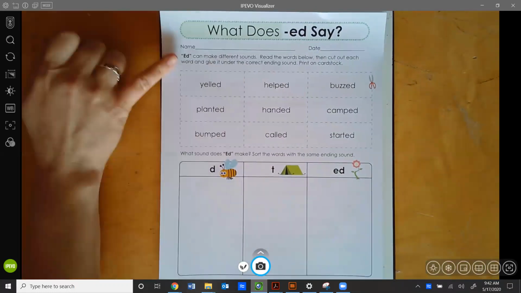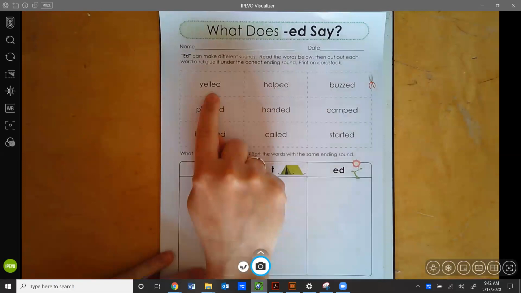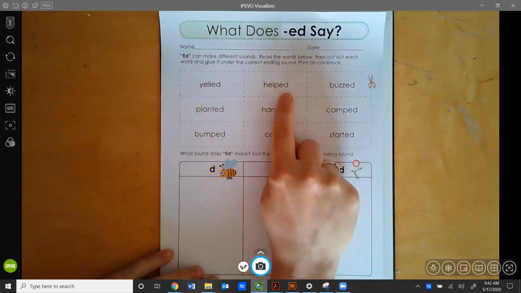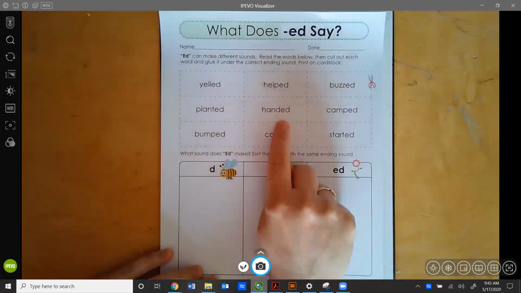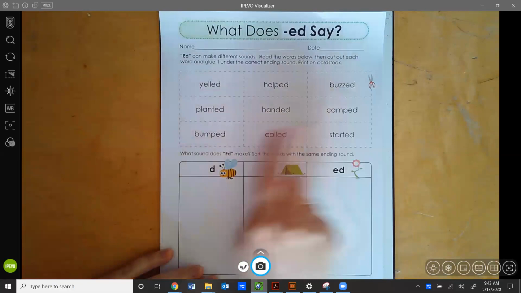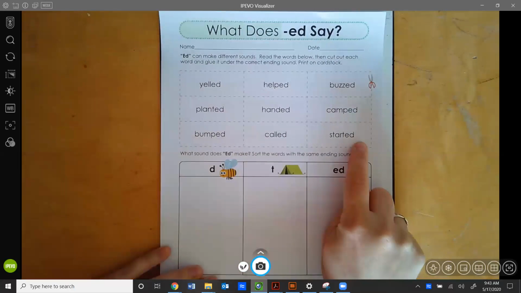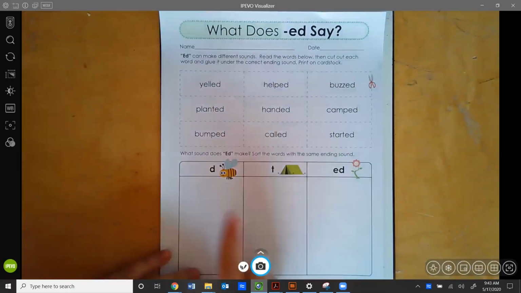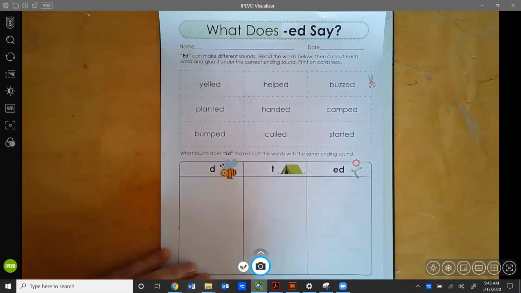Now notice I said Ed, but ED does make different sounds. It can also make the D sound or the T sound. So let's go through all of these words, and then I'm going to tell you what you can do if you're not printing this out. Yelled, helped, buzzed, planted, handed, camped, bumped, called, started. So in all of those words, you heard D, T, and Ed. So you would sort these words.